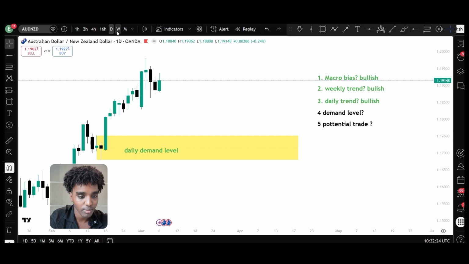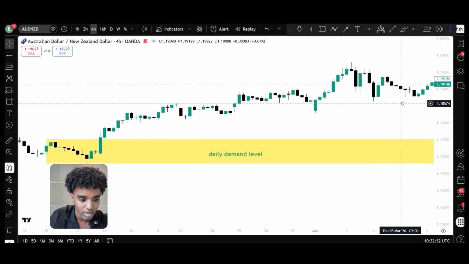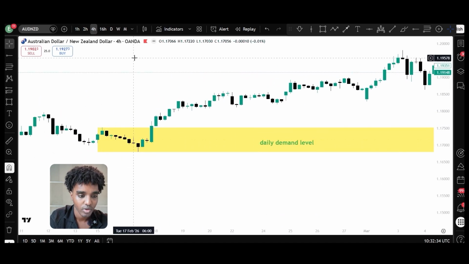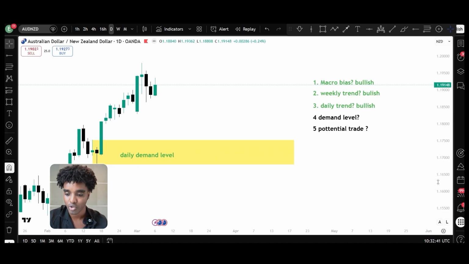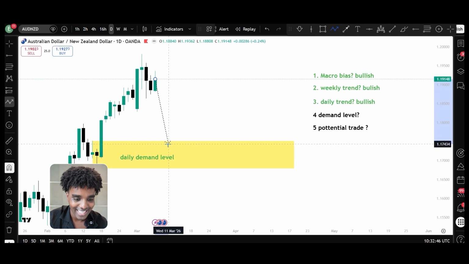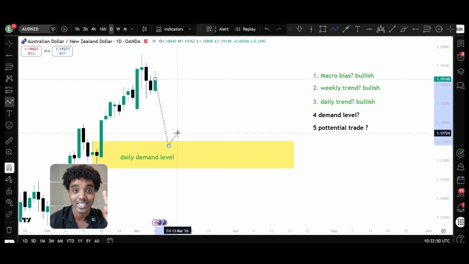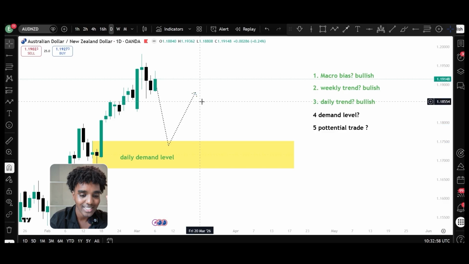Is there also any weekly demand level? No, it's a week over week on the weekly. Is there also a 4-hour demand level? Yes, so it's a 4-hour demand level covered by the higher time frame, the daily time frame. So once price comes back into this demand level and the macro stays bullish, that's very important, then I will be looking to go long on this Aussie NZD pair.